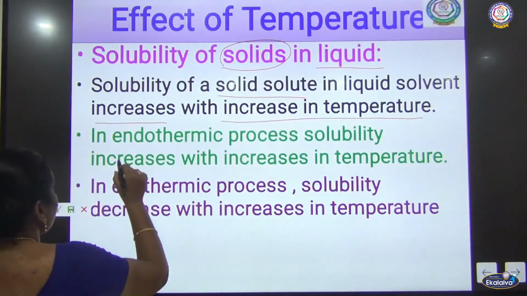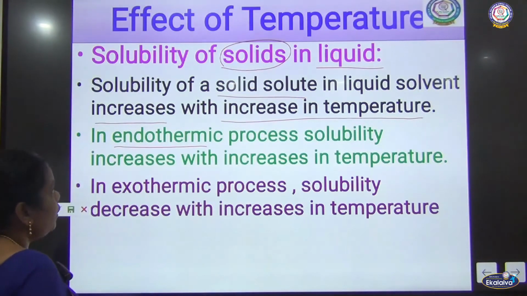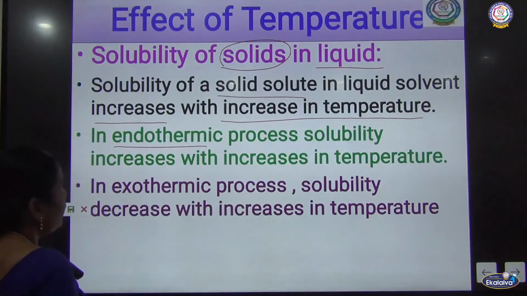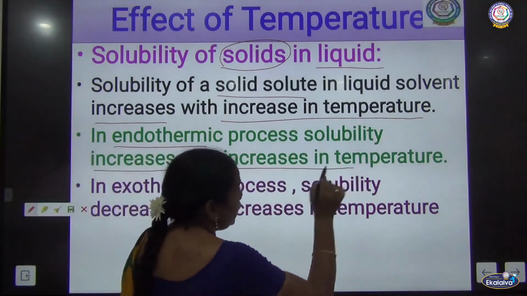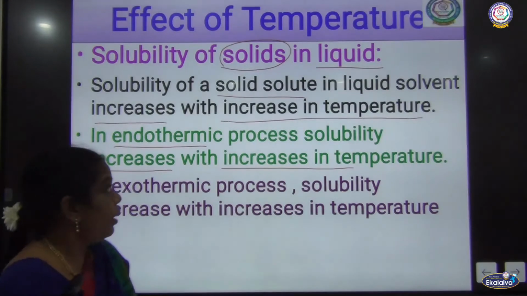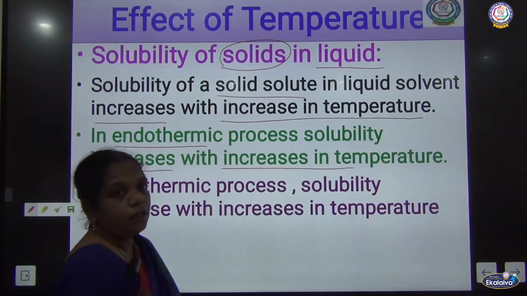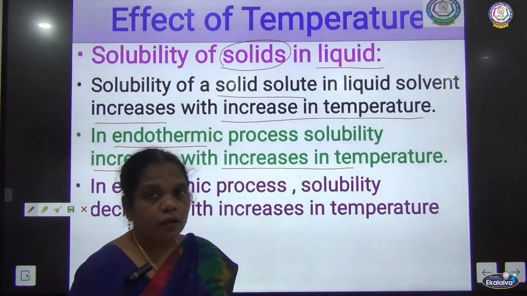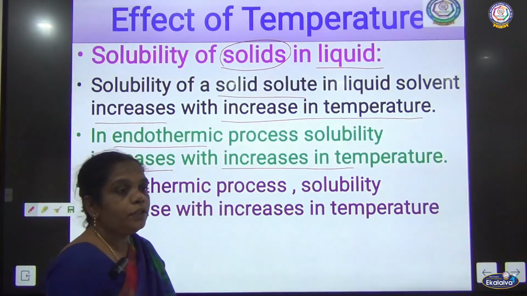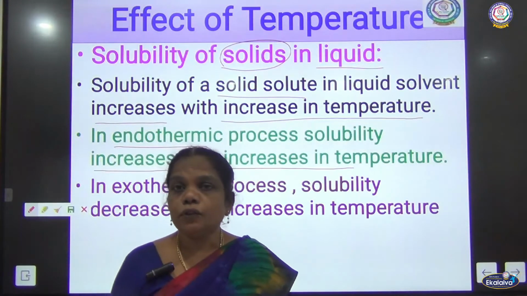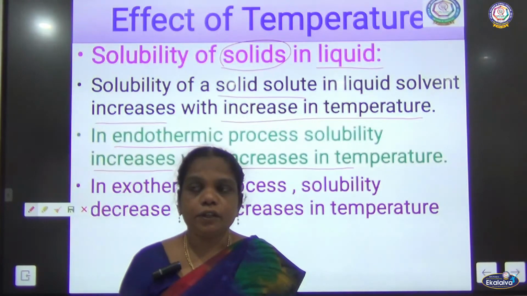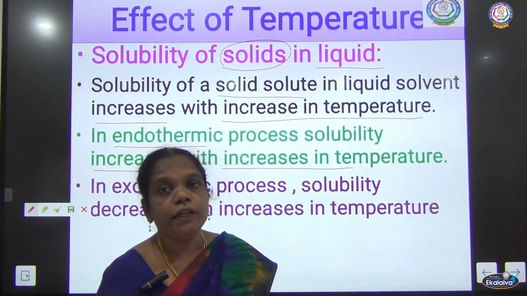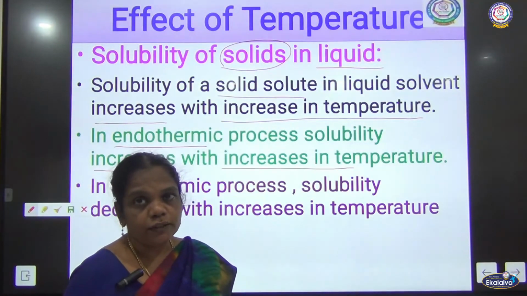So for the endothermic process, the solubility of a solid solute in a liquid solvent increases with increase in temperature. The endothermic process is nothing but absorption of heat energy during the process. For example, in day to day life we use this to dissolve more sugar. We warm the liquid. If you warm the water, you can increase the solubility of sugar because of the temperature.